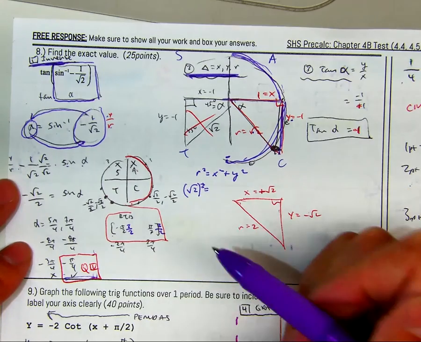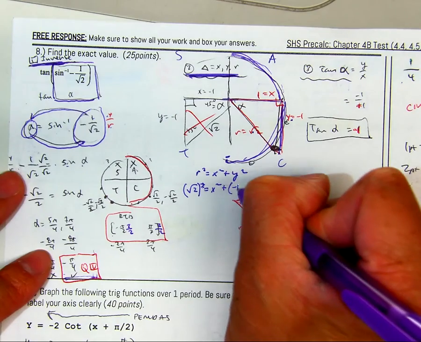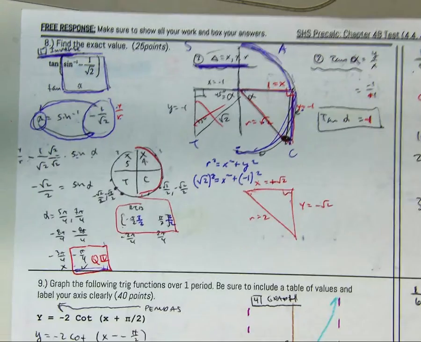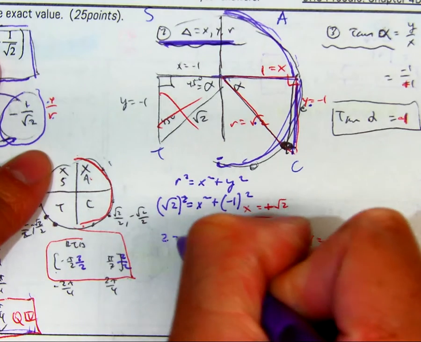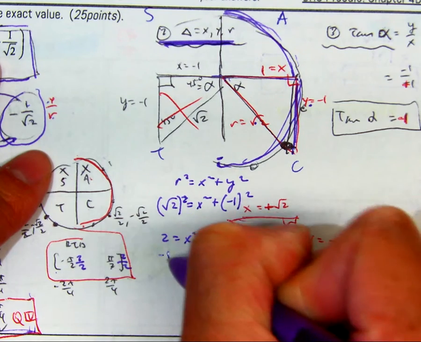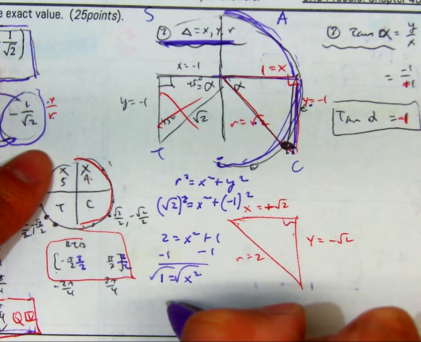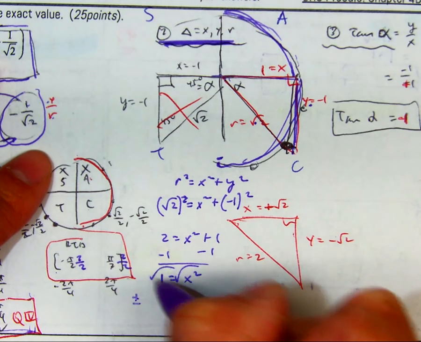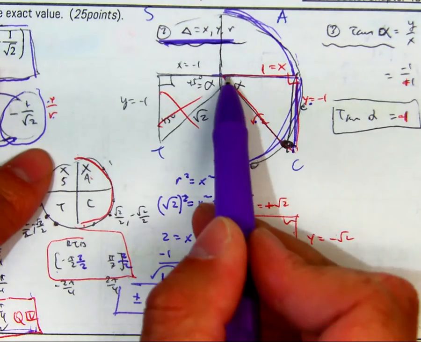The x value is unknown, and the y value is negative 1. So radical 2 times radical 2 is 2. Negative 1 squared is 1. So if you subtract 1 from both sides, you get 1 equals x squared. Take the square root. You have x equals plus or minus square root of 1, which is 1. So x should be a positive 1 or negative 1. In this case, it's positive because you're going towards the right.